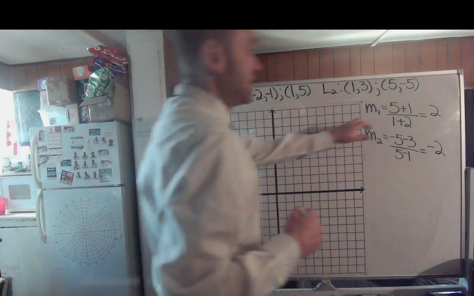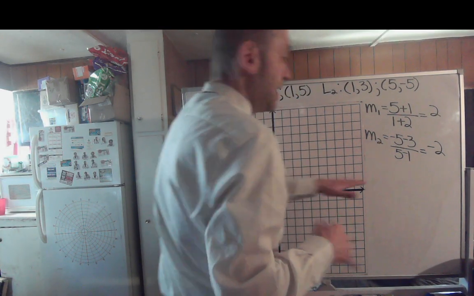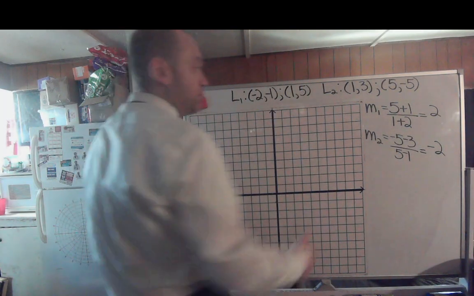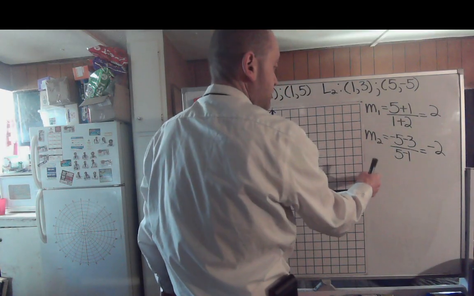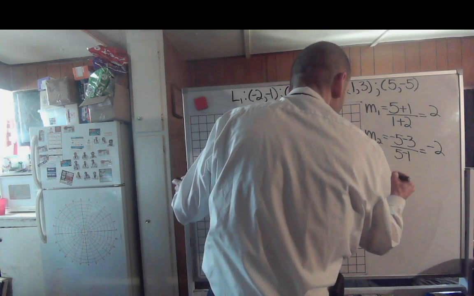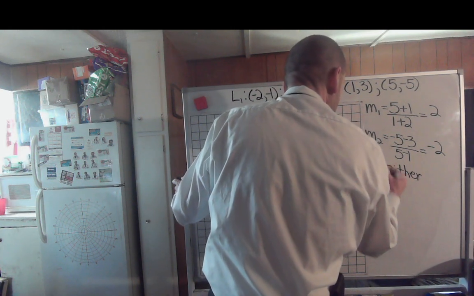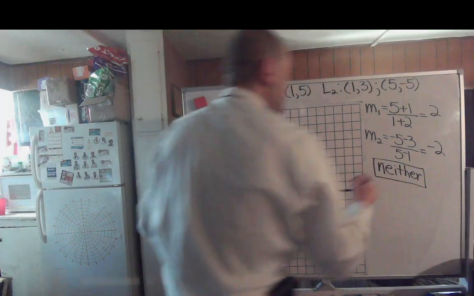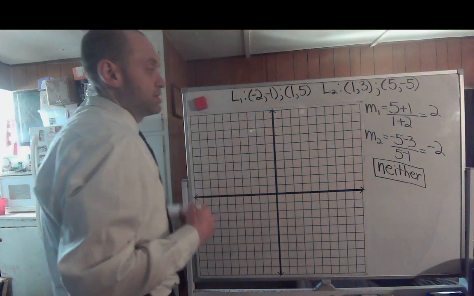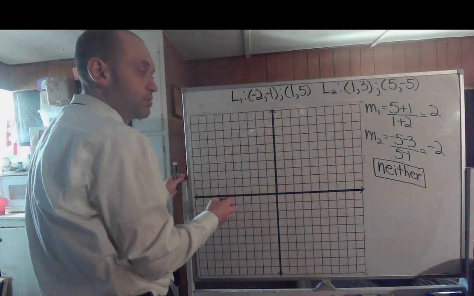Well, they're not the same slope, so they're not parallel, and they're not negative reciprocals of each other. If you multiply the slopes of the two lines, you would get negative 4. So these two lines are neither. If we remember from geometry, if two lines aren't parallel, that means they intersect at some point. So they do intersect at some point, but they're neither parallel nor perpendicular.